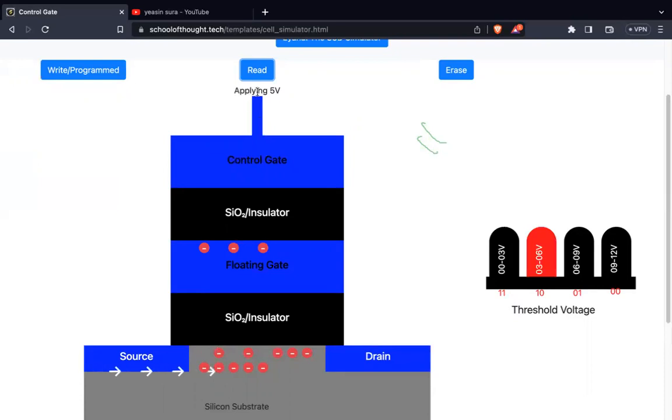Now it is starting to apply 5 volt, which is this threshold voltage. As you can see, electron is flowing from source to drain, and that means the stored information is now 1 0. In this way, if I click on write program again, it will apply a high voltage in the control gate again, and some electron will again start to flow from silicon substrate to the floating gate again.